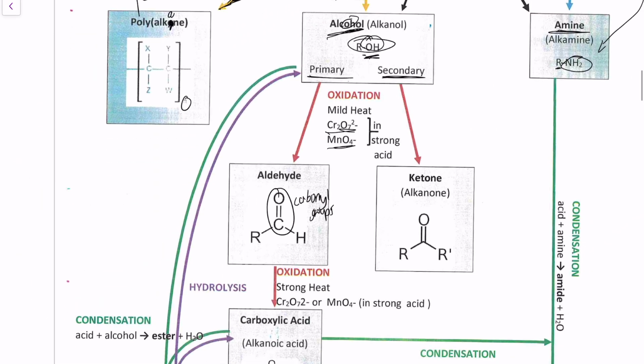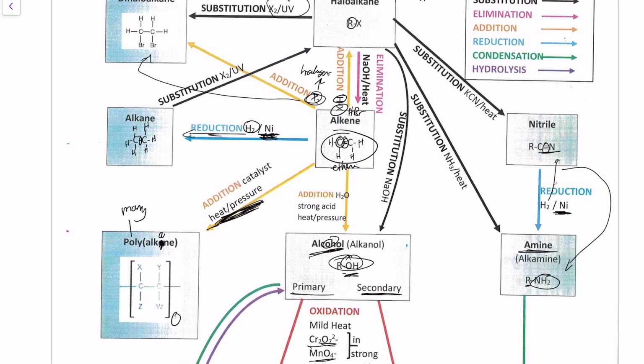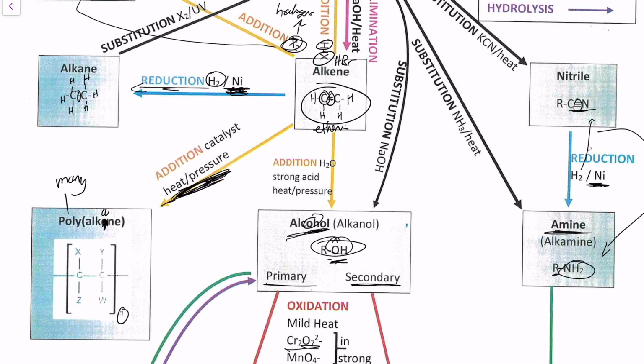Okay, and then our final addition reaction, which would obviously lead to our other stuff we learned before. I'll talk about hydrolysis in a sec, and it is an addition reaction from an alkene to an alcohol. And the reagent would be water. So we add water to form an alcohol. Kind of makes sense because you need that OH. And then you need strong acid and heat and pressure as well. It's sort of similar to the polyalkane there. Okay.